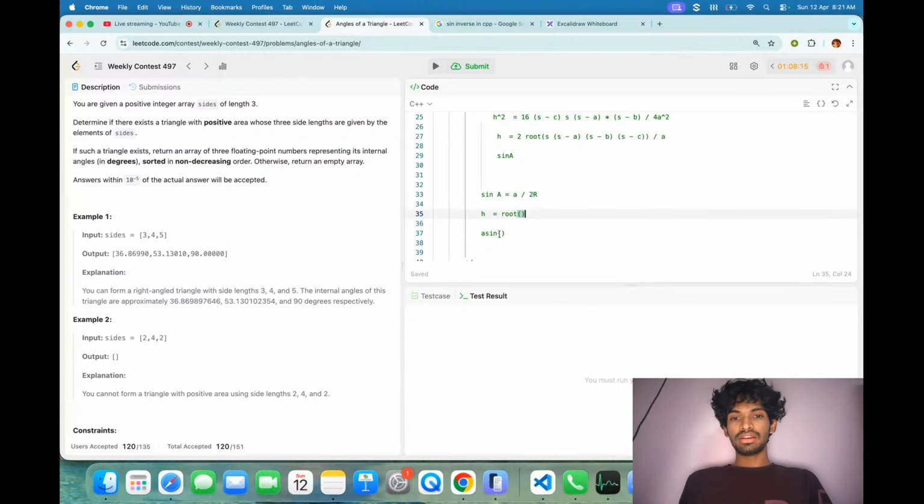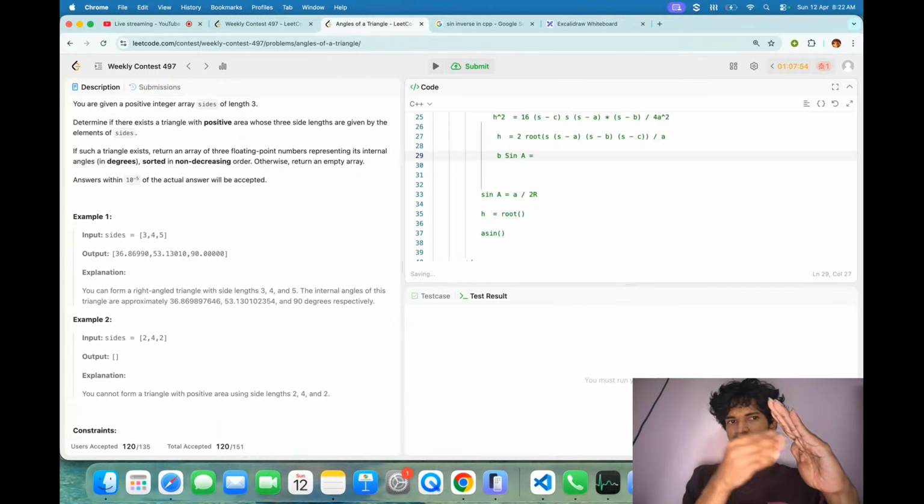Okay, where are we? We have H. B sine A was bottom, right? Let's say this is B. B sine A is H, right? B sine C equals to H. This we had before.